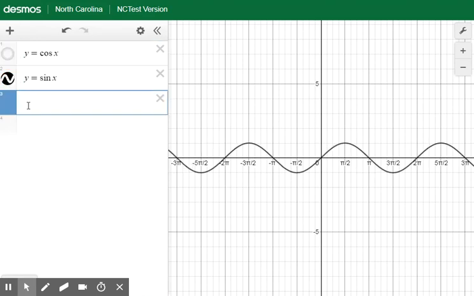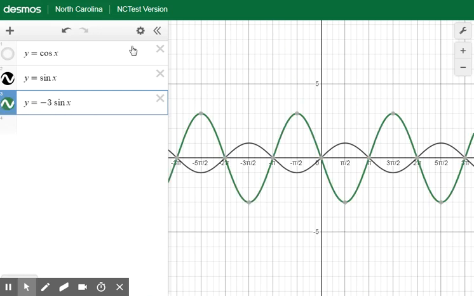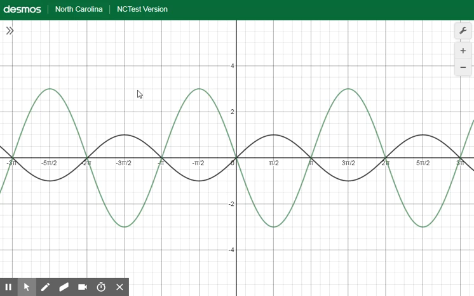So I've got sine of x right here. I'm going to put in -3 sine of x in a different color. So y'all tell me, what differences do you see here? It's definitely stretched. The green one is definitely taller than the black one. What else? There's nothing else different. Both of them do go through the origin.